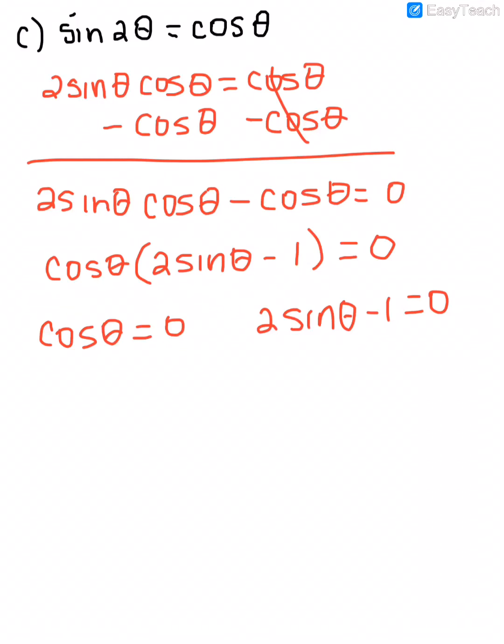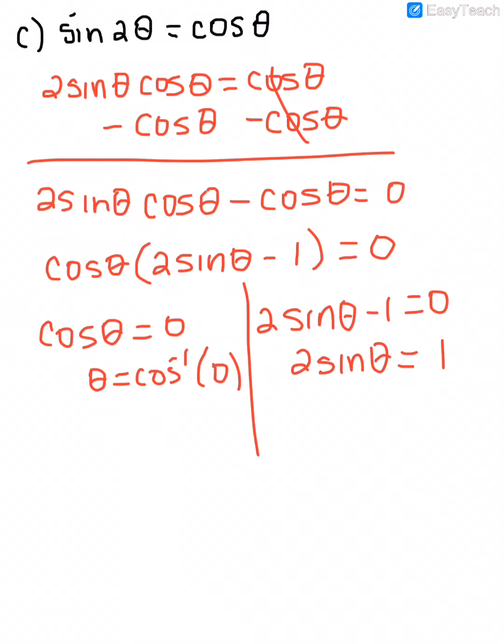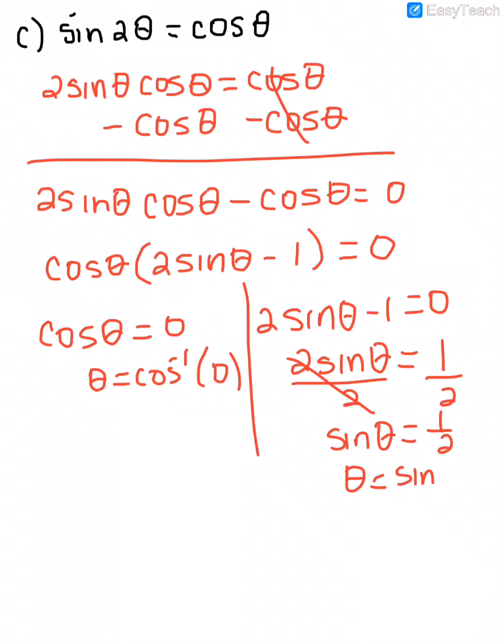For the cosine of theta equals 0, I take the inverse of both sides, and I get theta is equal to cosine inverse of 0. And for the other side, first I'm going to add 1 to both sides. So that gives me 2 sine of theta equals 1. Divide both sides by 2, and I get sine of theta equals 1/2. And again, I take the inverse of both sides. So I have theta is equal to sine inverse of 1/2.